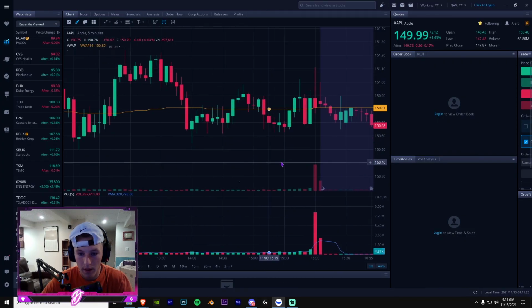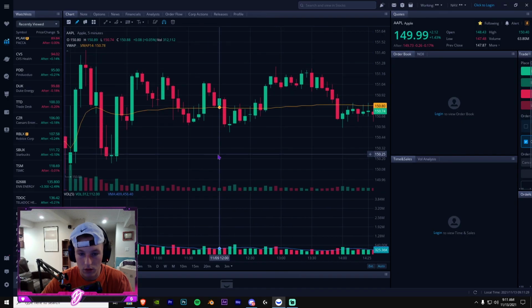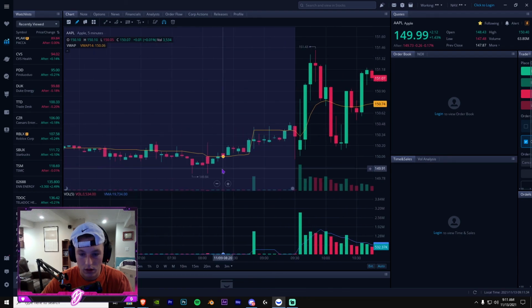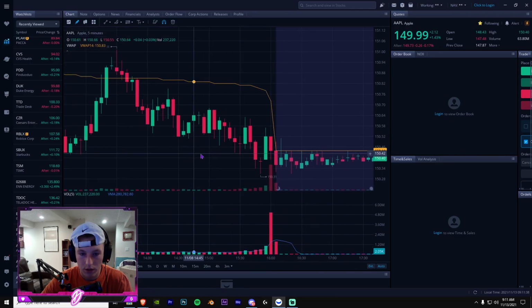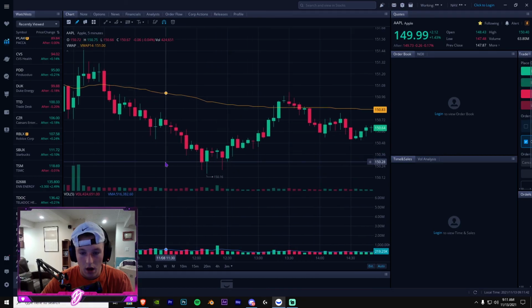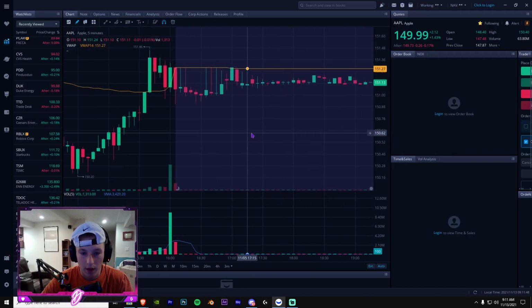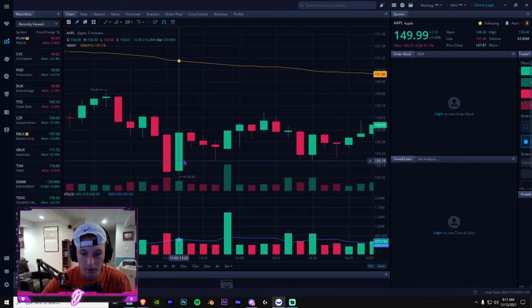Let's look for a bullish engulfing. It might take me a second to find. So if we go to a bullish engulfing, come on, give me bullish engulfing. I've seen a few already, but I don't want to give you guys a sloppy one. So this would be bullish engulfing.